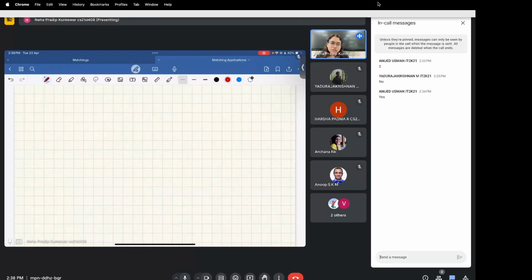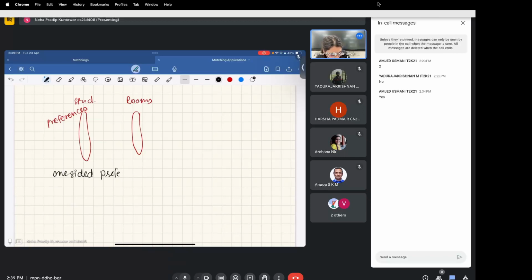What we did here is basically that you had students and you had rooms, and students had preferences, but the rooms don't have preferences. It doesn't make sense to say that. These kinds of situations are called one-sided preference matching. Here there's only one party that has preferences.